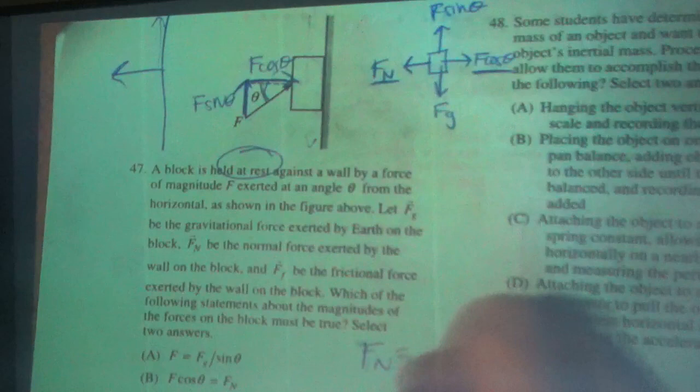So that means my normal force is equal to F cosine of the angle, which is one of my answers, B.